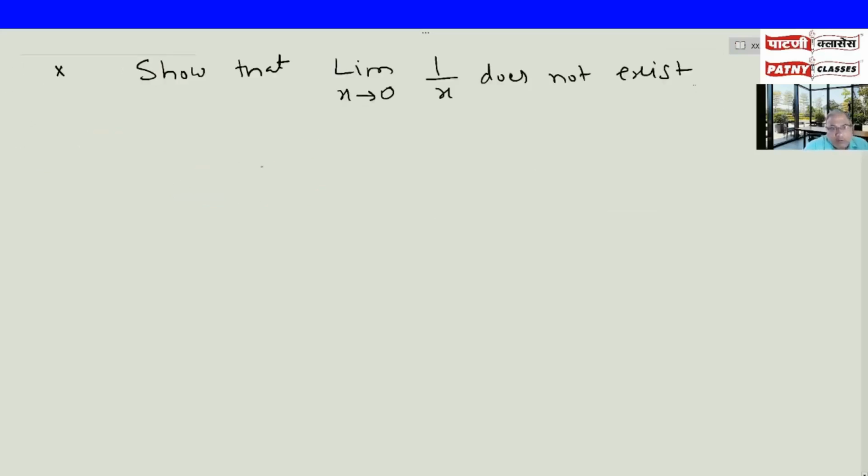Now come back to the problem. We had the graph. The y-axis was an asymptote and the x-axis was an asymptote, and the shape of the graph was like this.